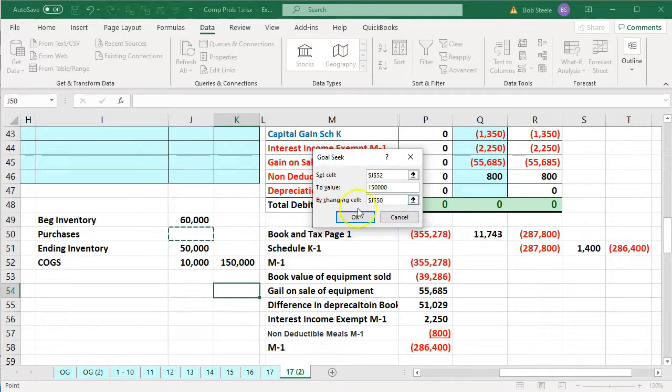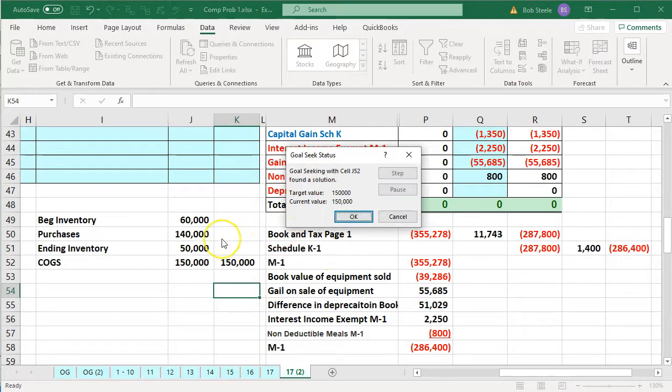And I want you to make that cell 150,000 by manipulating, testing out, changing this cell. Let's read that again: I want this cell to be 150,000 by changing that cell. Notice that it's not actually a formula. It's just basically a request. That's why the cursor doesn't need to be on that cell. The cursor's down here, it could be on any cell. So then I'm going to say okay.